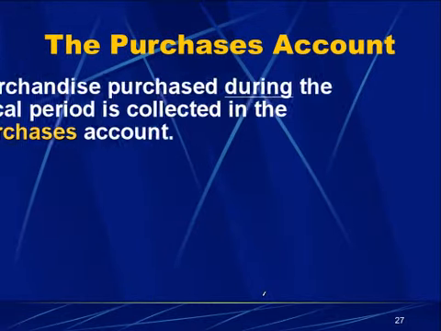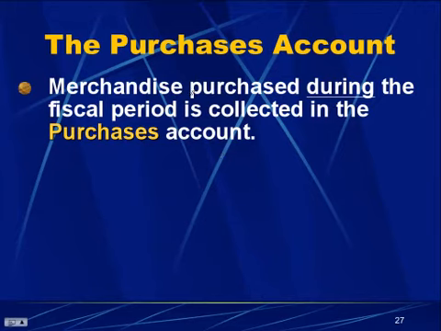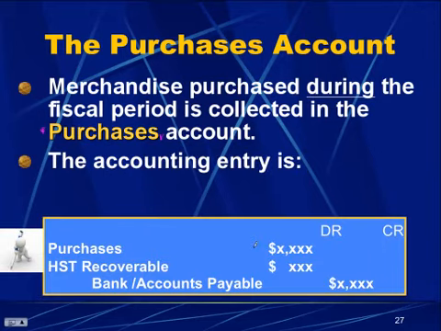Okay, let's look at when we purchase inventory. When a company purchases merchandise during the fiscal period, we're going to collect it in the purchases account, not the merchandise inventory account. So the journal entry is going to be a debit to purchases, which is an expense. Of course, with tax, you're going to debit HST recoverable because you can recover this money back from the government. And then you're going to credit bank or accounts payable because you're going to owe the money. Don't get this confused. When you buy merchandise, debit purchases when you're using the periodic system.